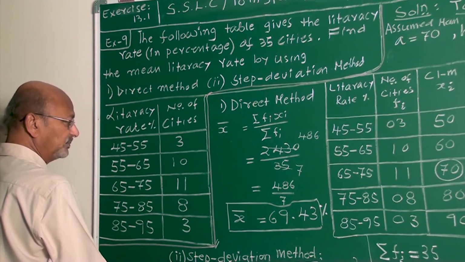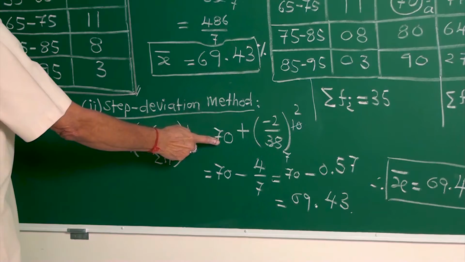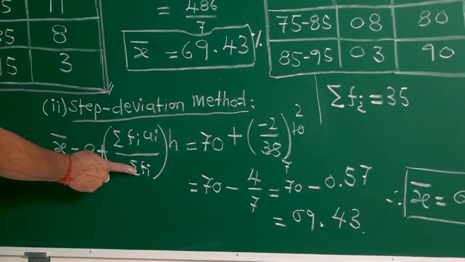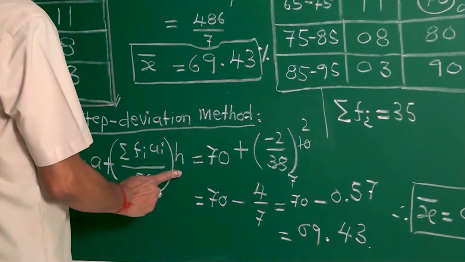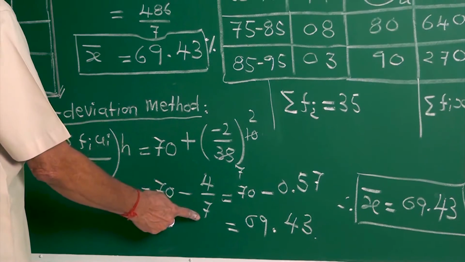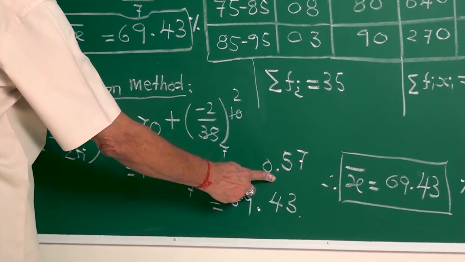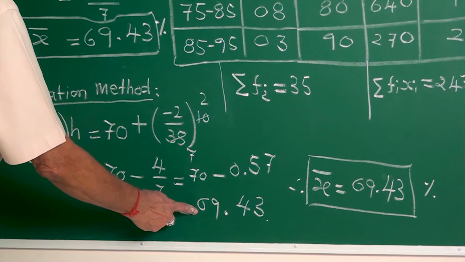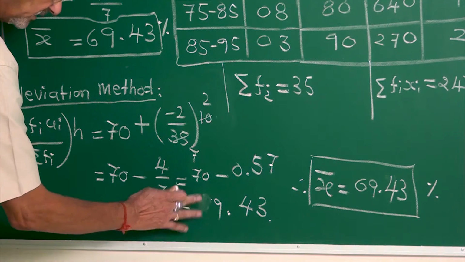Second is the step deviation method. This is the formula. a, the assumed mean, is 70. Sigma fi ui is minus 2 and sigma fi is 35, into h. h is 10. After cancellation, it is minus 4 upon 7. Minus 4 upon 7, if you simplify, is minus 0.57. 70 minus 0.57 gives 69.43.